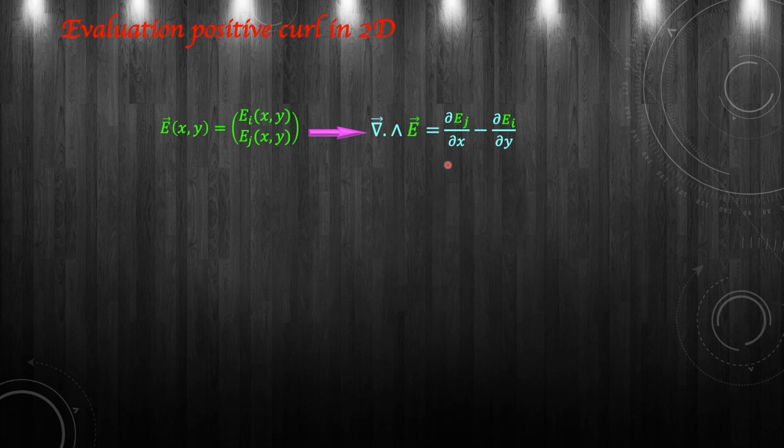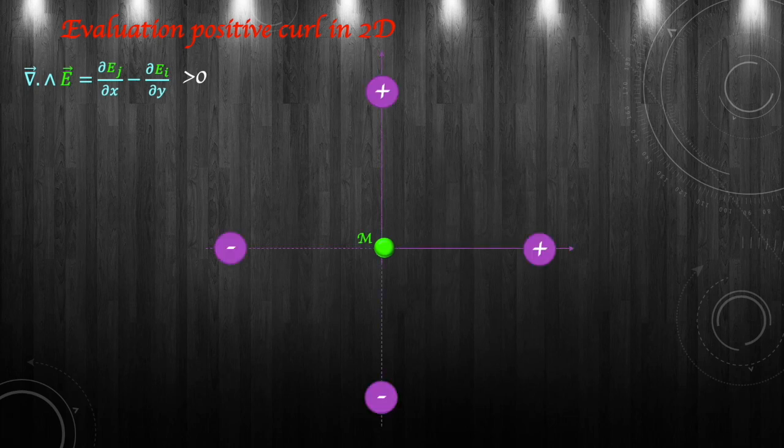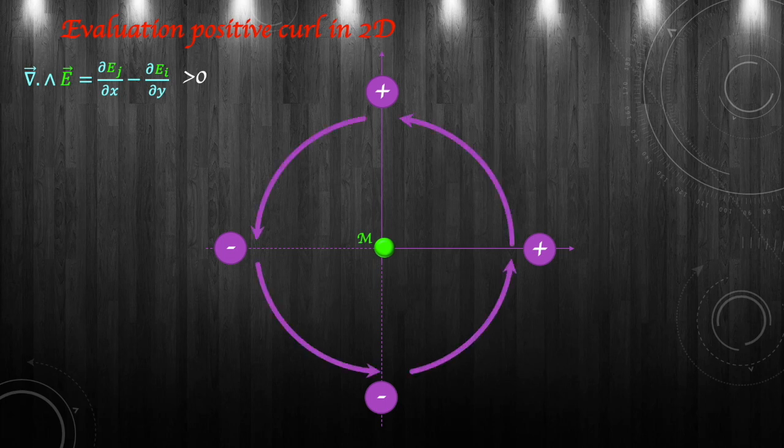At each point, the value of the curl can be positive, indicating a counterclockwise rotation, 0 indicating no rotation, or negative indicating a clockwise rotation. Let's analyze the case of a positive value. Consider a point M in the xy plane. Suppose this point is the origin of an orthonormal coordinate system.